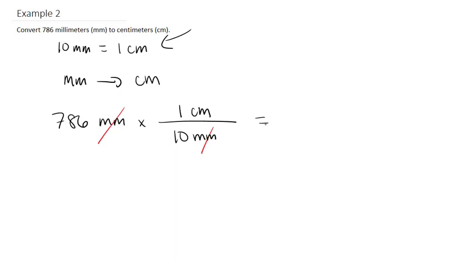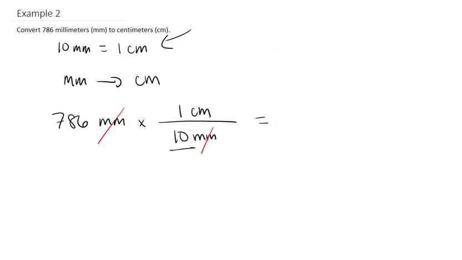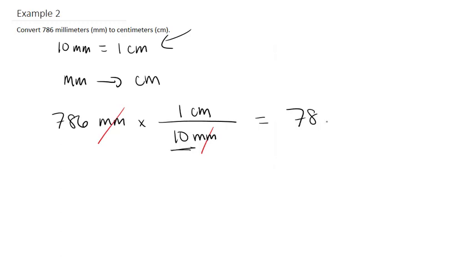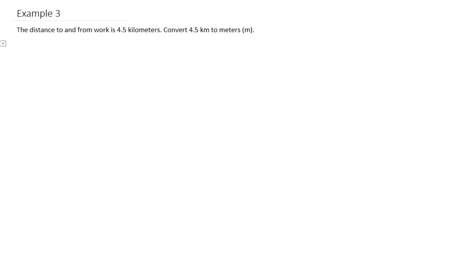And next we can go ahead and do our multiplication. So we would do 786 times 1, so 786, and then we need to go ahead and divide that by this 10. So we just divide by 10, and we get 78.6 centimeters. Let's do another example.